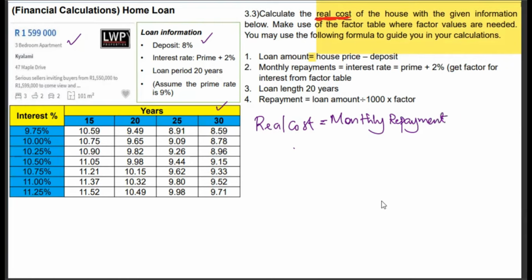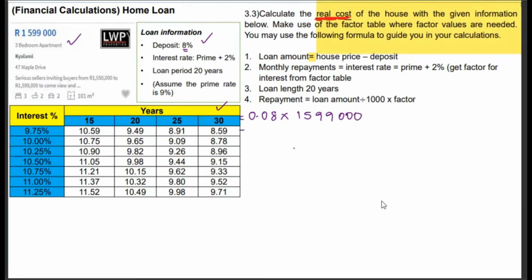Monthly repayment times the number of what? Installments. Okay. Now, how do we get the monthly repayment? We shall get the monthly repayment by using the formula already given to us there. First and foremost, we shall look for the loan amount, which will be the house price minus the deposit. Does it have any deposit? Yes. How much is it? It's 8%. So we shall look for the 8%, which is 0.08, times the money for the house, which is 1,599,000.